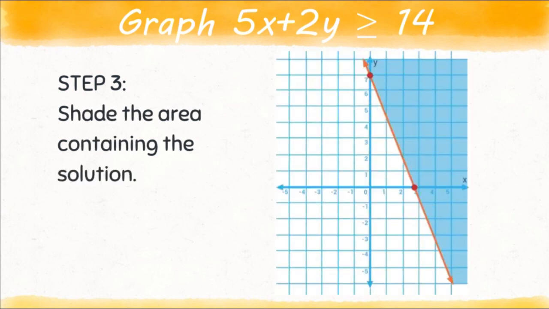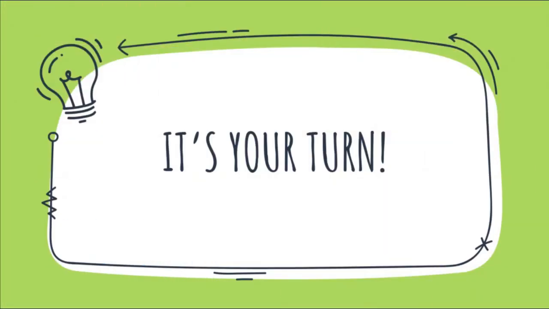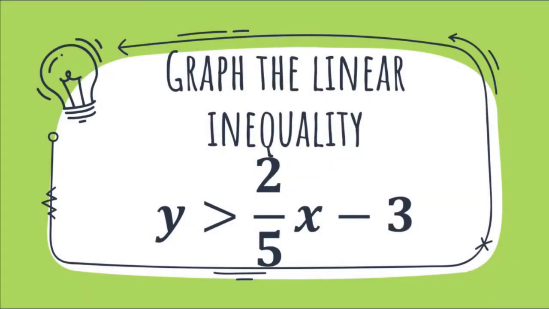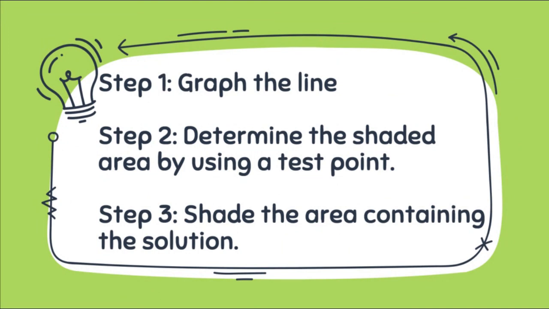Now it's your turn. Graph the linear inequality y is greater than 2/5 x minus 3. Just follow the steps we had. Step 1, graph the line. Step 2, determine the shaded area by using a test point. Step 3, shade the area containing the solution.